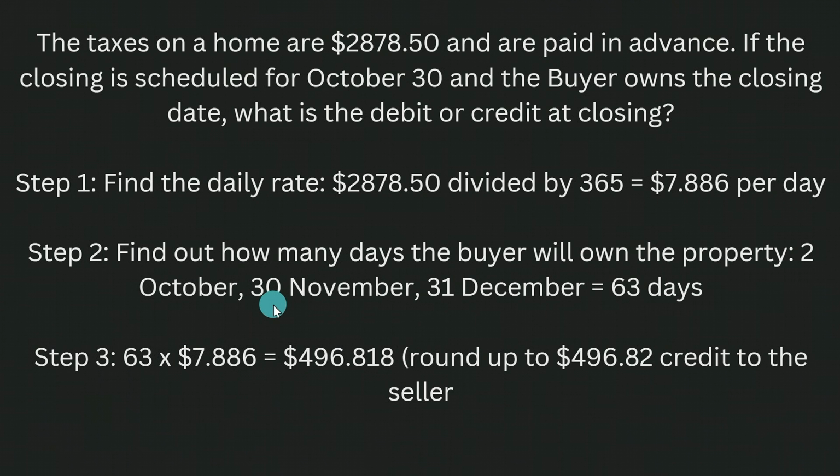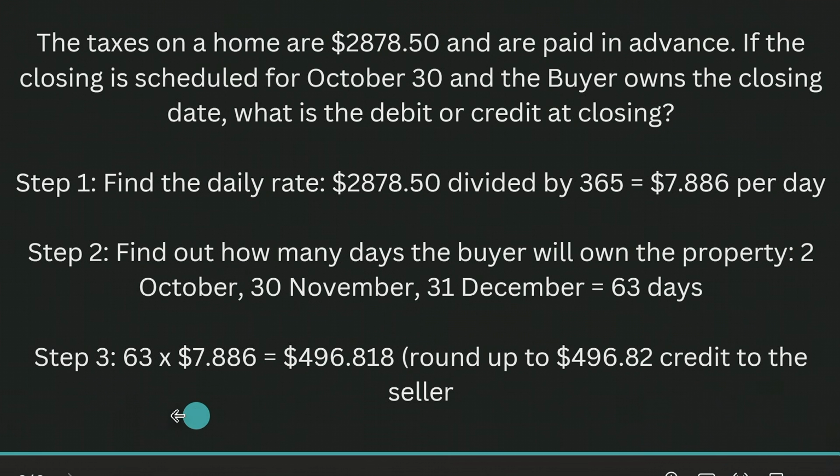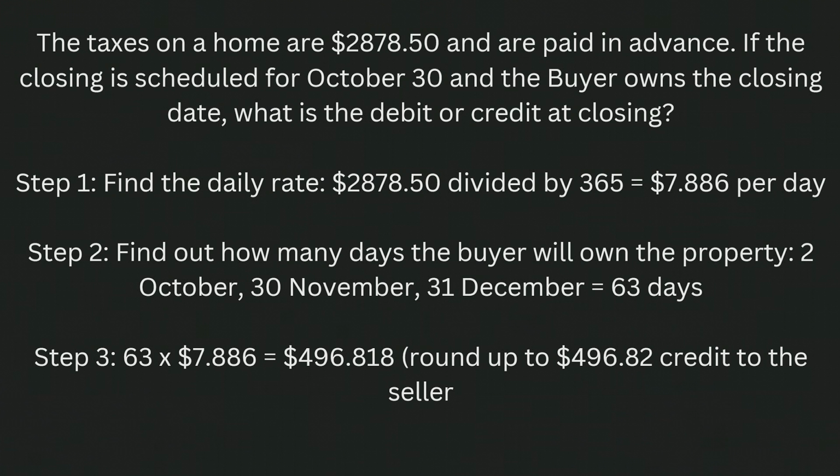And then November has 30 days, and then December has 31 days. If you add all of those up, that gives you 63 days. Then you take the 63 times $7.886, and that gives you $496.818. We round up to $496.82, and that's a credit to the seller. Why is it a credit? Because the seller prepaid for the taxes. So it's a debit to the buyer and a credit to the seller.